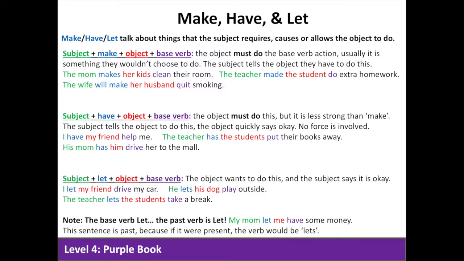However, when we use the verb have, the object must do this, but it's less strong than make. The subject tells the object to do it, and the object quickly says okay. No force is involved. A few examples. I have my friend help me. The teacher has the students put their books away. His mom has him drive her to the mall.